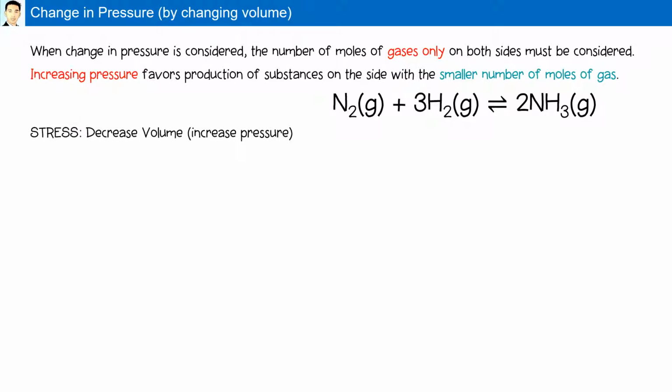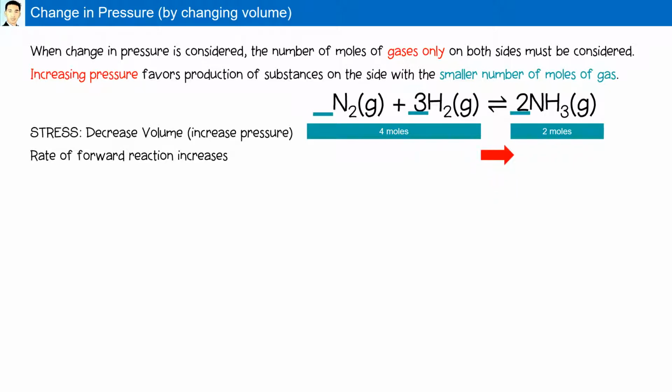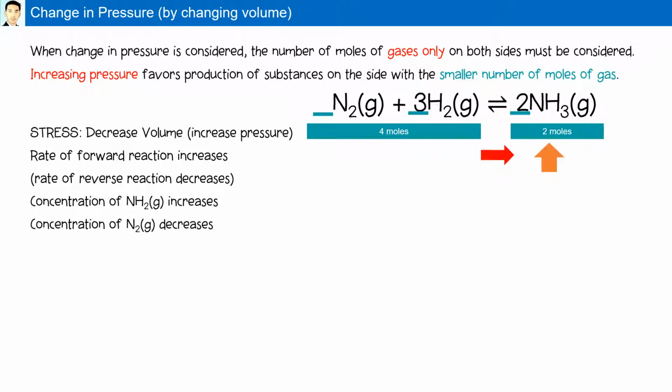The stress in this case is a decrease in volume, which causes an increase in pressure. There's 1 mole of nitrogen plus 3 moles of hydrogen, resulting in 4 moles on the reactant side, while on the product side, there are 2 moles. The rate of the forward reaction is going to increase because the system is going to shift to the side with a smaller number of moles. That is the right or the product side. The rate of the reverse reaction decreases. This results in the concentration of NH3 increasing, the concentration of N2 decreasing, the concentration of H2 decreasing. The reaction shifts right.